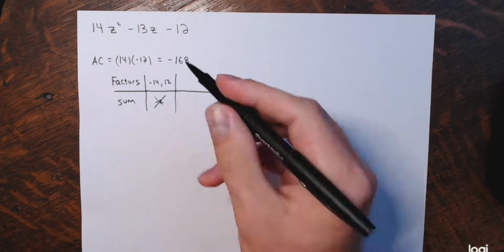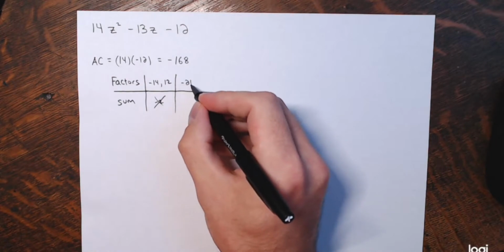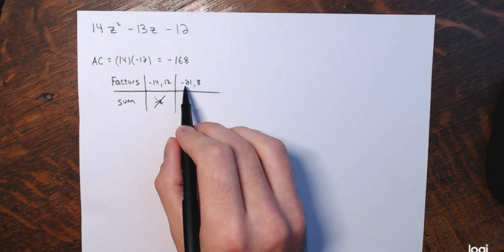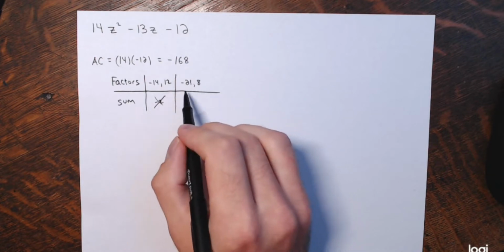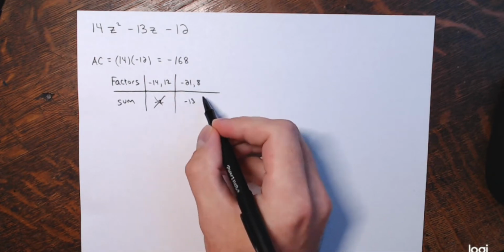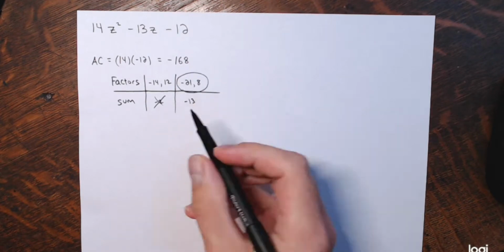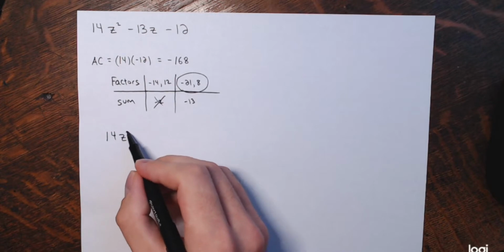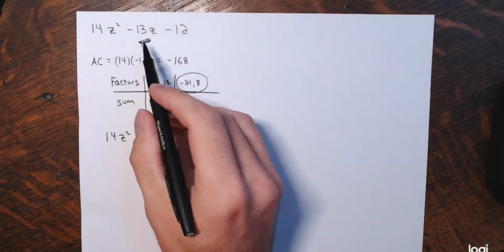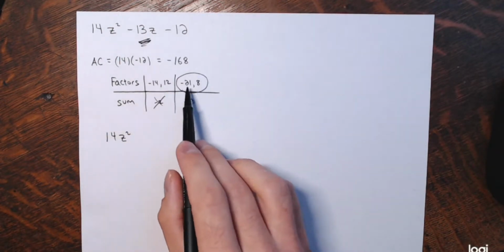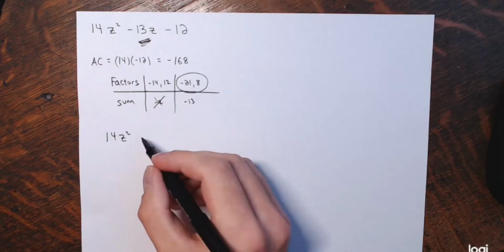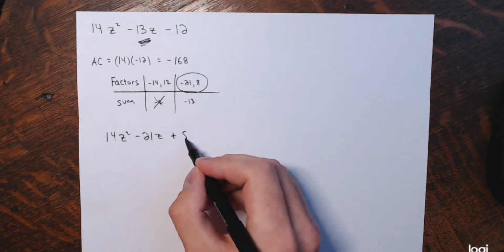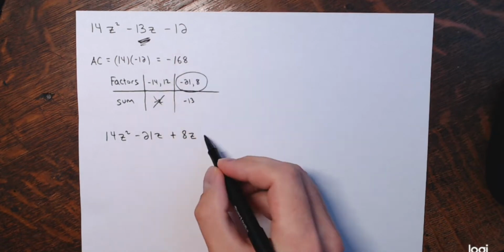All right. So those factors are negative 21 and 8. Those multiply to be negative 168, and they add to be negative 13, which is what I want, right? So rewriting that expression, we have 14z squared, and then I'm rewriting the middle term, the negative 13z, using this pair of factors as minus 21z plus 8z. And then we have the minus 12.